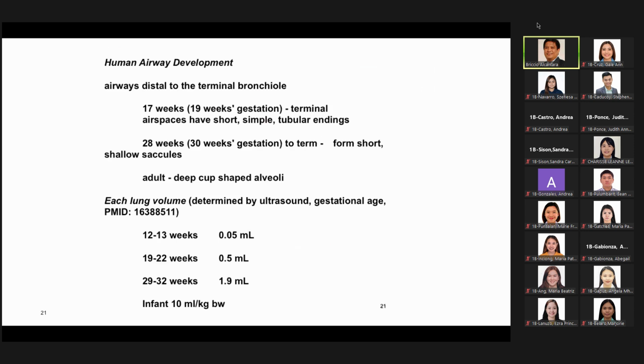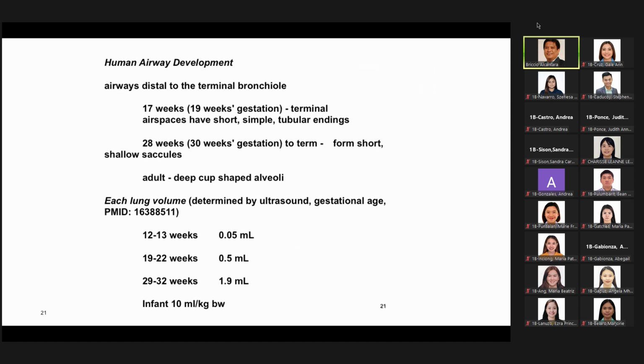So about the airway. The airway is now distal to your terminal bronchiole, and that will be your respiratory bronchiole, alveolar sac, alveolar duct, and then your alveolus. Okay. At 17 weeks or 19 weeks gestation, the terminal air spaces will have short, simple tubular endings. And then at 28 weeks or 30 weeks gestational age, it will now form shallow sacules. And by the adult, it will now have your deep cup-shaped alveoli.